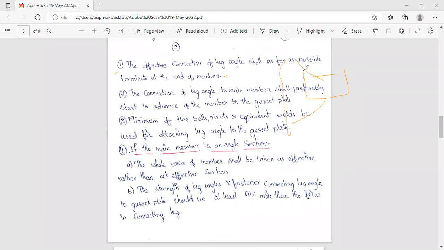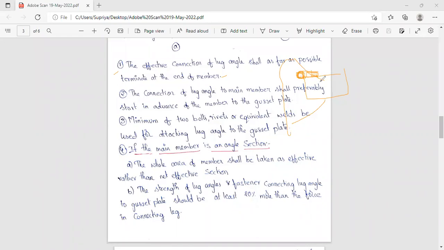Okay, the lug angle has to terminate at the end of the main member. Here we don't have to provide more than the main member. And at least out of the gusset plate we have to provide some length of the lug angle. But in the overlap of the gusset plate and the lug angle, the extra length of the lug angle will not be provided.